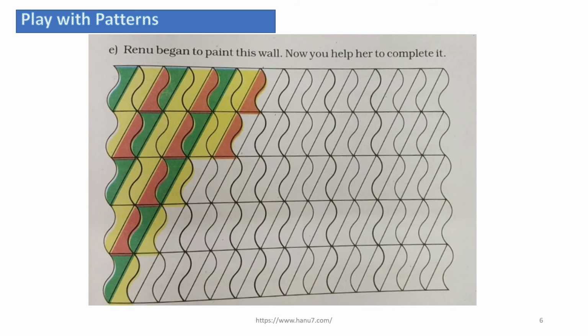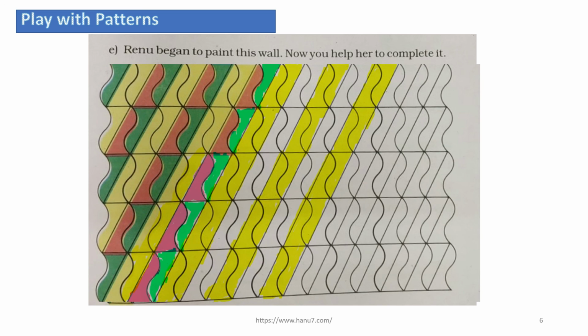Renu began to paint this wall. Now you help her to complete it. This is the easy task. Painting with pastels or with crayons, you have to practice. Then you have to complete this. I made it off. You can take over from me.